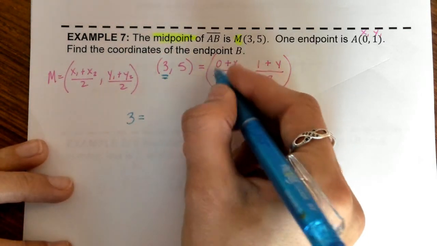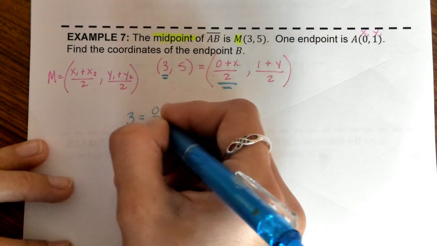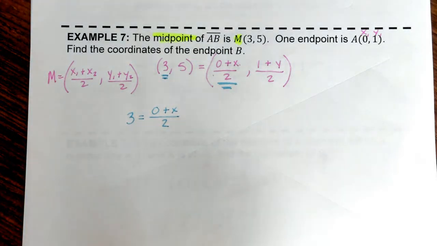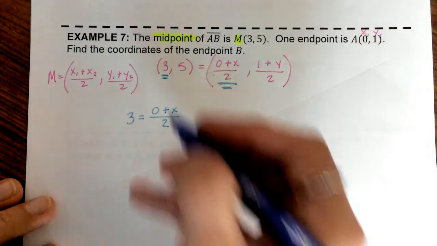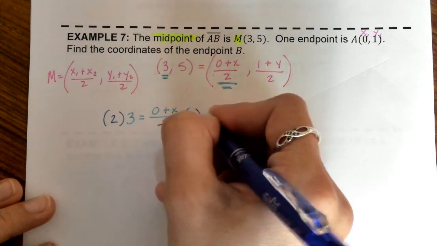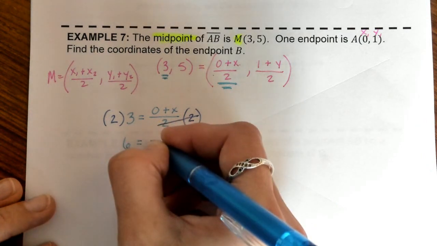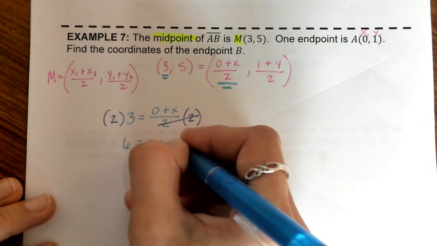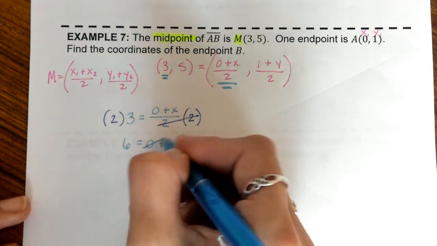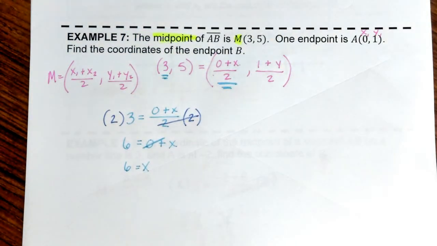We're going to have this equal to, and we're just going to set up just our x coordinate, 0 plus x over 2. And we're going to solve it just like we did with the number line on the first page. We're going to multiply both sides by that 2 in the denominator so that these cancel. You're going to wind up with 6 equals 0 plus x. Whoa, we don't need that 0, right? It automatically goes away. So your x coordinate is going to be 6. Kind of easy on that one, right?